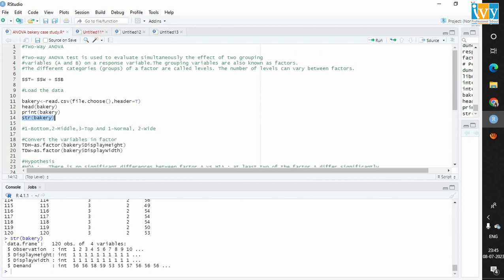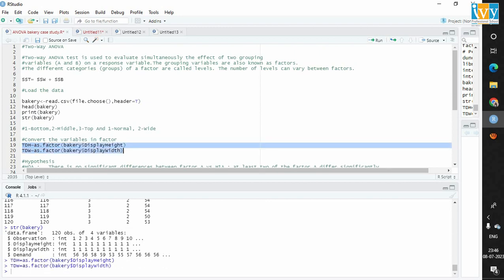In this data set we have two factors, the display height, which is DH, and the display width, DW. The levels for DH are bottom, middle and top, 1 being bottom, 2 being middle, 3 being top, and 1 being normal for width and 2 being the wide. Now we have to convert the variables into factors. As we can see from the structure, both our variables are in integer form, which is wrong. So we will convert both of them into factors before we move further.